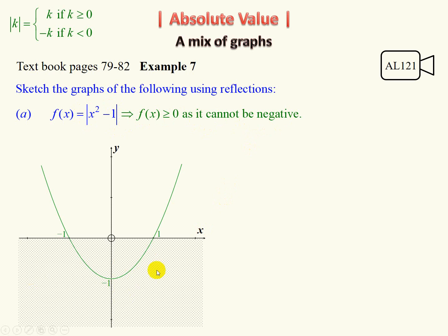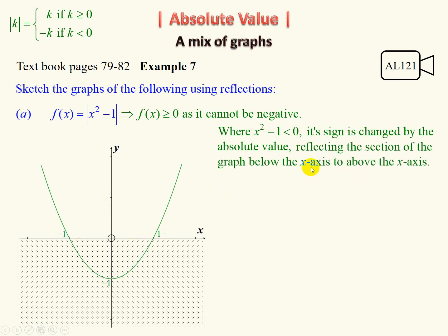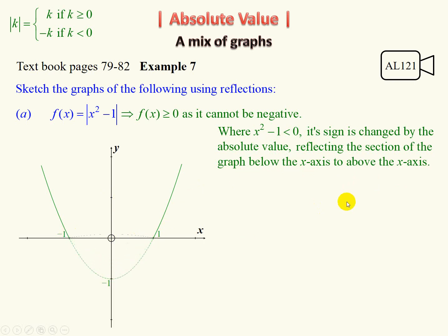So therefore this is shaded out. This shaded out portion shows that section of the graph we can't have. When x squared minus 1 is less than 0, its sign is changed by an absolute value. So in this section, the sign has been changed. So we're not going to have -1. We're going to have its sign changed to 1. So we're going to reflect the section of the graph below the x-axis to above the graph.